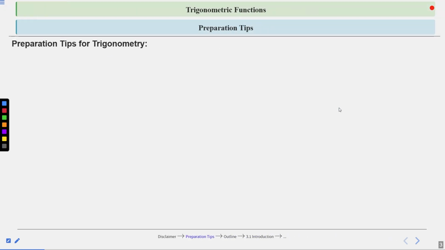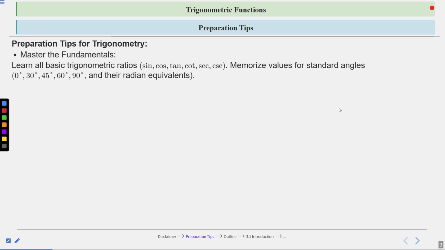Let's have some idea about preparation related to trigonometry. Some tips: you have to master some fundamentals, like these 6 basic trigonometric functions: sine, cos, tan, cot, sec and cosec, their ratios, their standard values for 0 degree, 30 degree, 45 degree, 60 degree, 90 degree, and their equivalent radian values also.